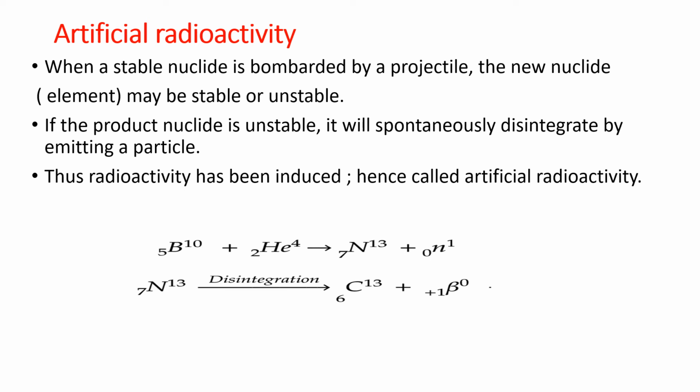The product formed can either be stable or it can be unstable. When the product is unstable, it will spontaneously disintegrate, emitting another particle. So the radioactivity that we are observing in this case is not natural but has been induced, and such radioactivity has been called induced radioactivity.